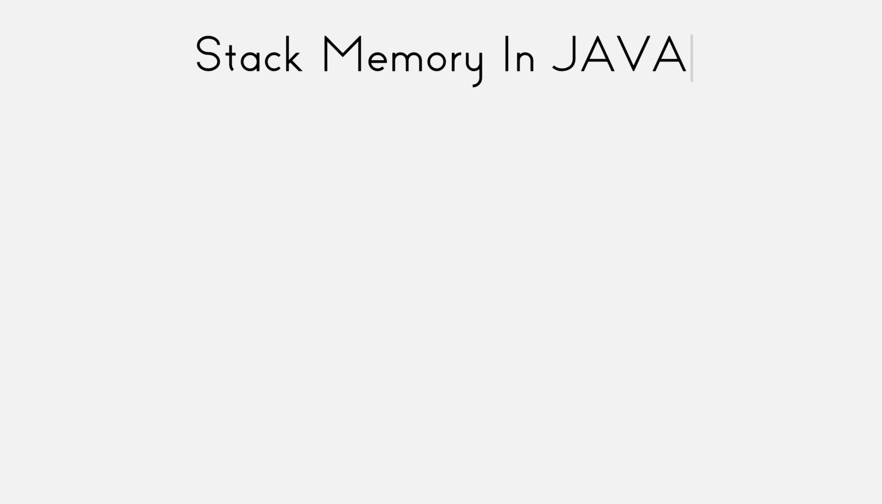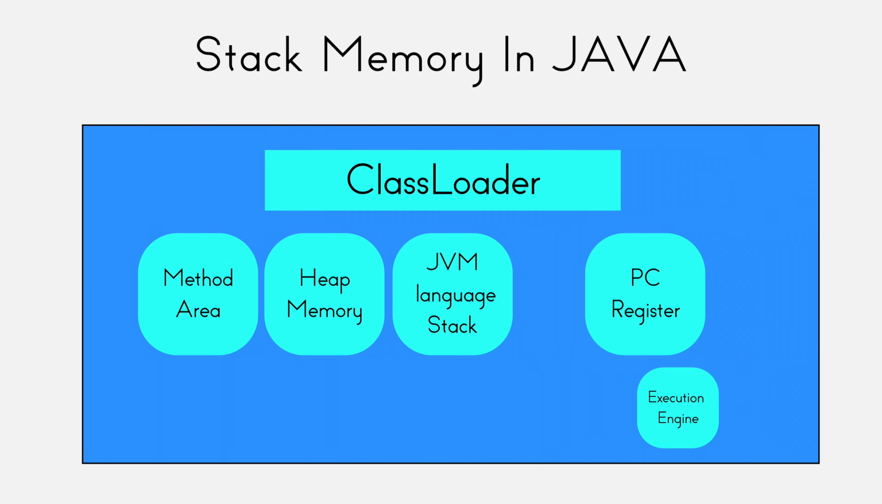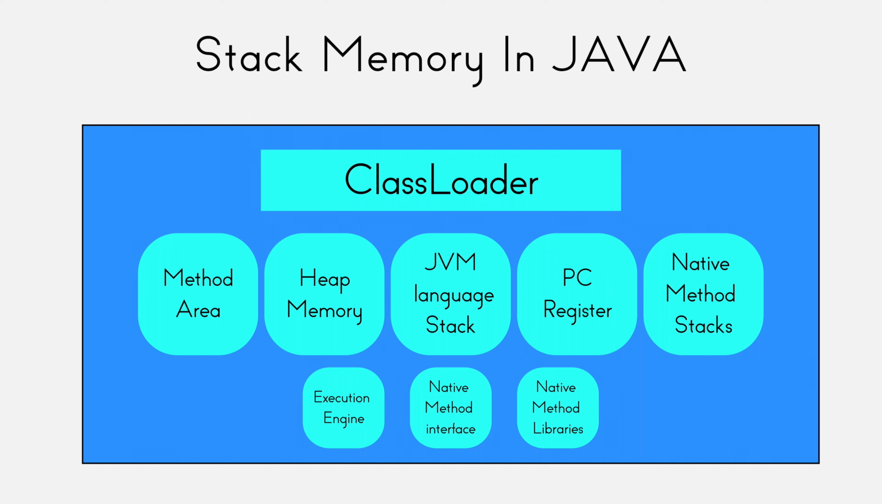JVM is a complex mix of various elements, from class loader to heap memory and stack memory. There is a lot under the hood. Now, trying to explain all these things in just one video, it's kinda impossible. They are like puzzle pieces, each with its own story. So for now, we are zooming in on stack memory. It's like a special area inside the JVM.